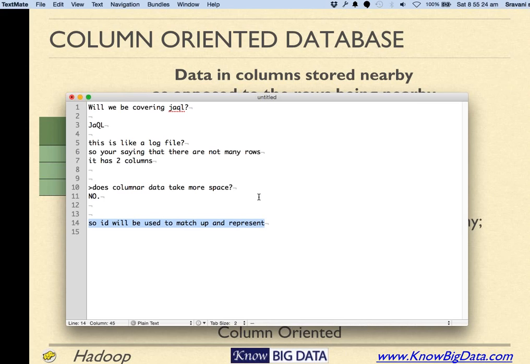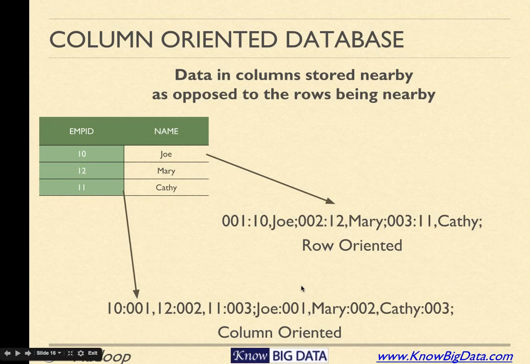All right. We have another question. So ID will be used to match up and represent. Yes, that is correct. The row ID which we have marked as 001, 002 and so on will be the one which we will use for matching it up. Okay, good.